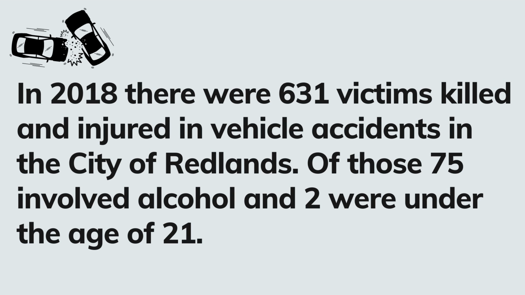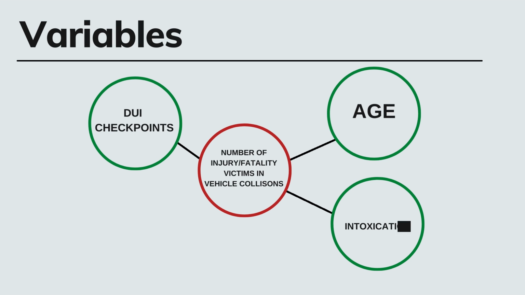We were asked for this week's assignment to look at 1 dependent variable and 2 independent variables. I actually decided to take a look at 1 dependent and 3 independent variables because I wanted to ensure that I was understanding the difference between the nominal and ordinal types of variable. So in the red circle in the middle, that is my dependent variable, the number of injury and fatality victims in vehicle collisions. And the 3 green circles are my independent variables: the program itself from this grant funding, which will be DUI checkpoints, as well as age and intoxication.